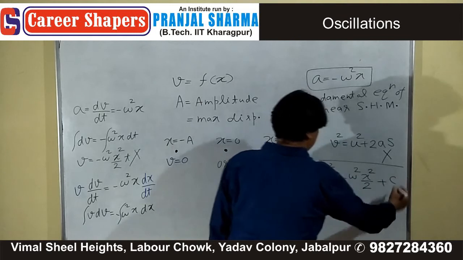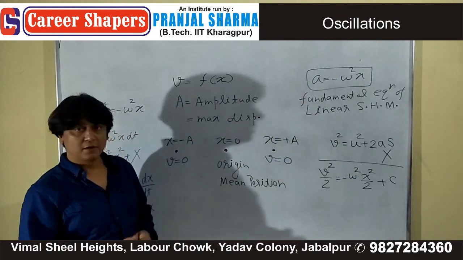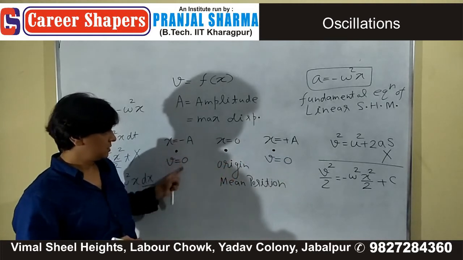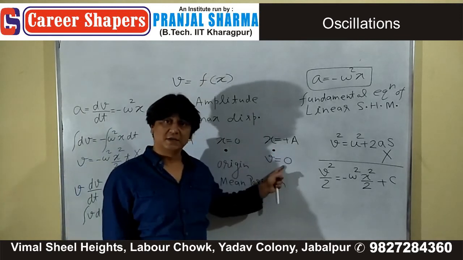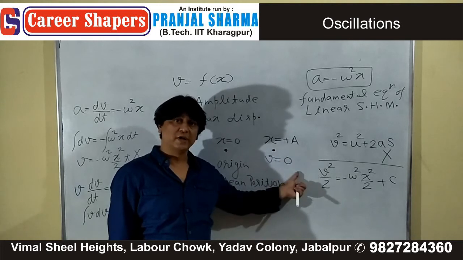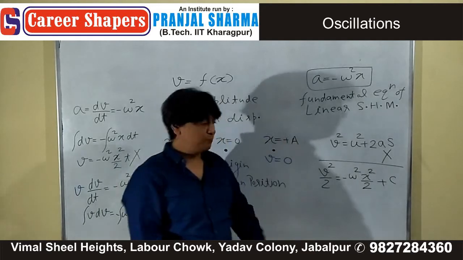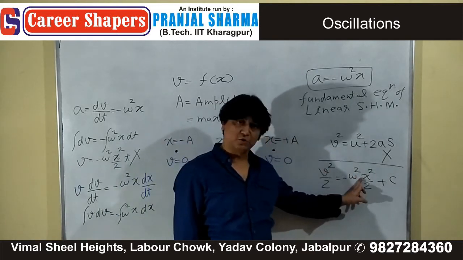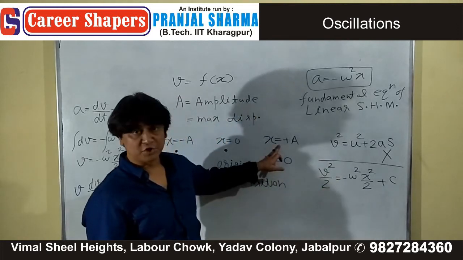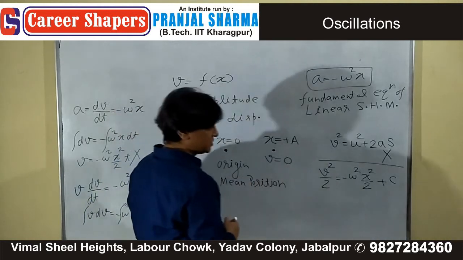And integration is not complete. You need to have the constant of integration c. How do you decide c? How do you find c? It says that when x is a, v is 0. This equation says if you put x in this equation, you will get v. Now, you already have this information. When x is a, the amplitude, v is 0. Let's put this in this equation.